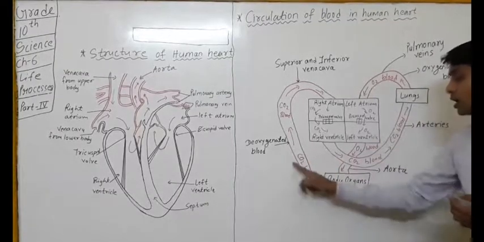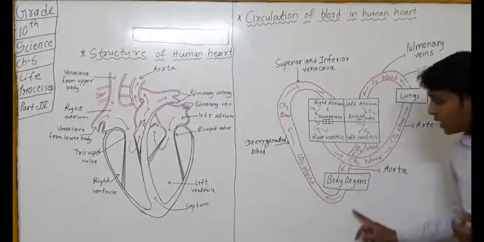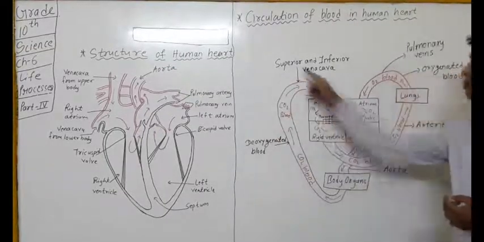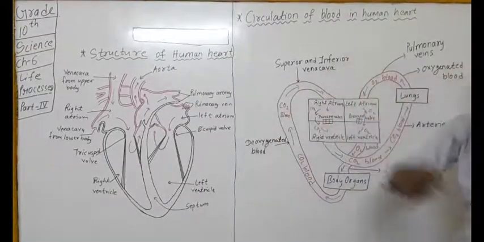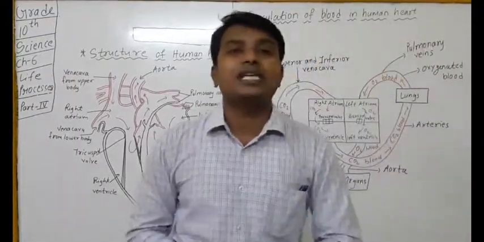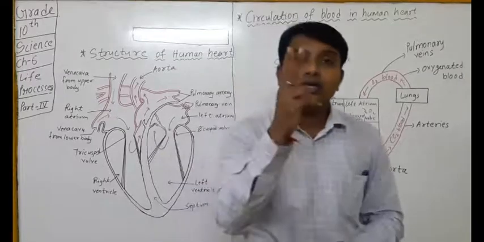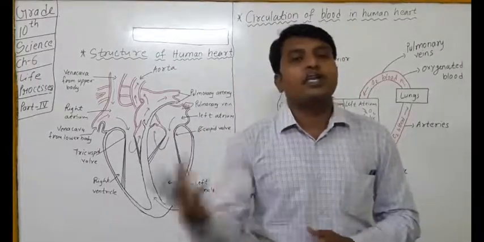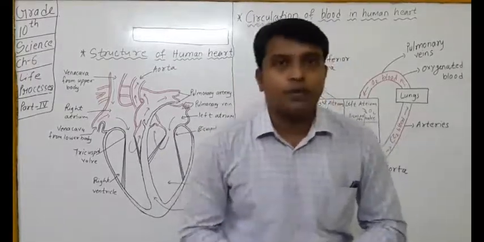As soon as it becomes CO2 blood, it is again taken back to the right atrium by the superior and inferior vena cava, and this way the whole cycle continues, in which blood passes through each and every part of the heart twice in a cycle. That's why it is known as double circulation also.